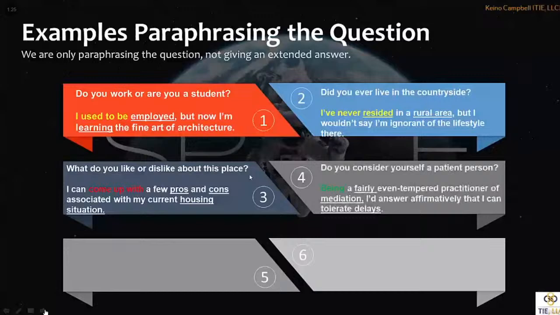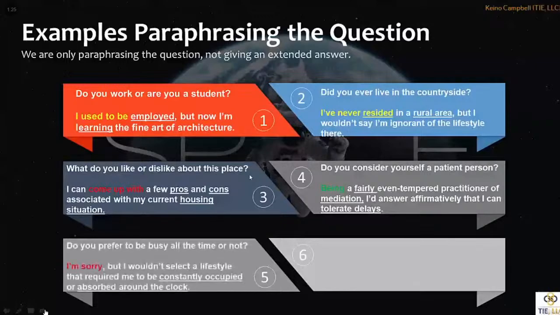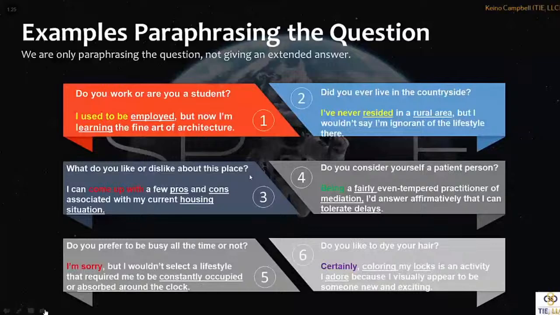Do you consider yourself a patient person? Being a fairly even-tempered practitioner of meditation, I'd answer affirmatively that I can tolerate delays. Do you prefer to be busy all the time or not? I'm sorry, but I wouldn't select a lifestyle that required me to be constantly occupied or absorbed around the clock. Do you like to dye your hair? Certainly. Coloring my locks is an activity I adore because I visually appear to be someone new and exciting.